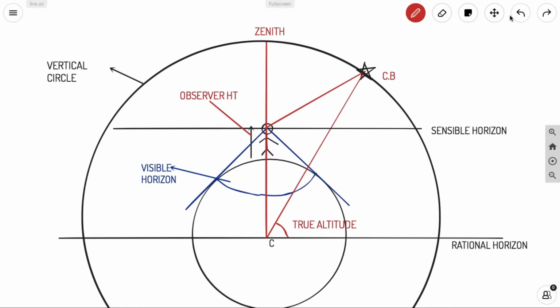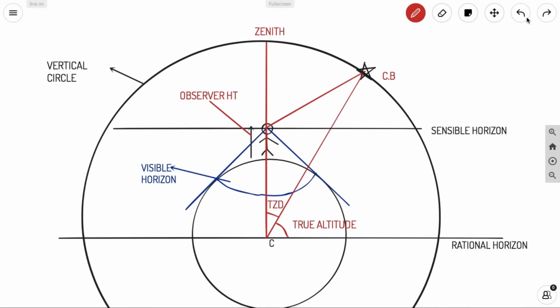This is our true altitude and this is our true zenith distance. As we discussed earlier, what is true altitude and true zenith distance? True altitude is arc of vertical circle or angle at center of Earth contained between your rational horizon and line joining from center of Earth to celestial body. And true zenith distance is arc of vertical circle contained between zenith, or this is also called as your principal vertical circle, that is from north to south of your observer, and the line joining from center of Earth to the celestial body.